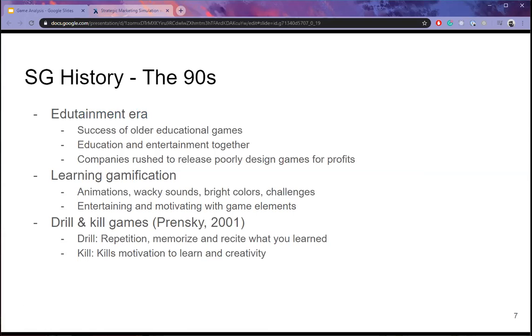Learning gamification consists of animations, like sounds, bright colors, challenges, entertaining and motivating with game elements. One aspect of the fall was the drill and kill games, which is basically repetition. That's the drill part, that you are constantly seeing the same thing in the game, and it's repetitive. And kill, that this kind of process was killing the creativity of the learners.